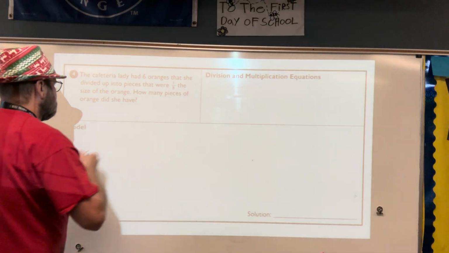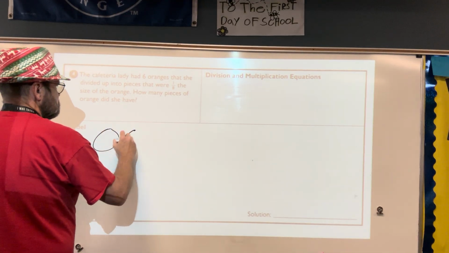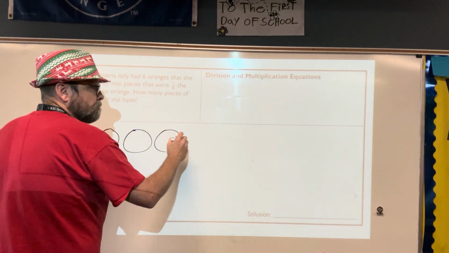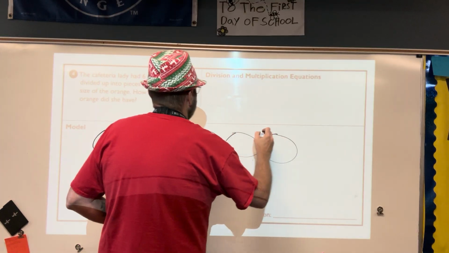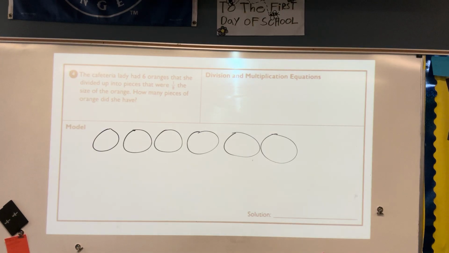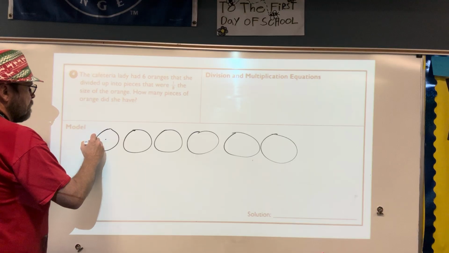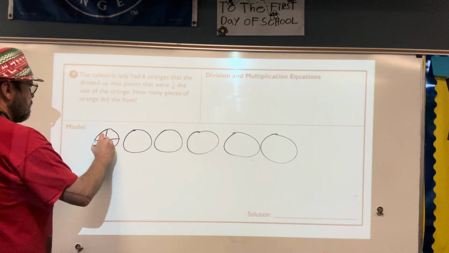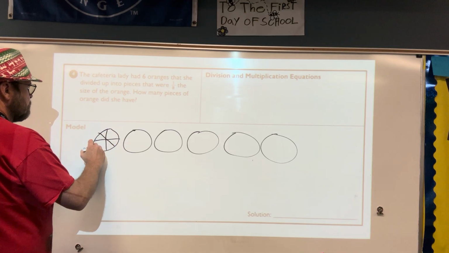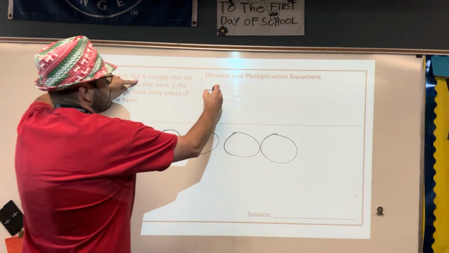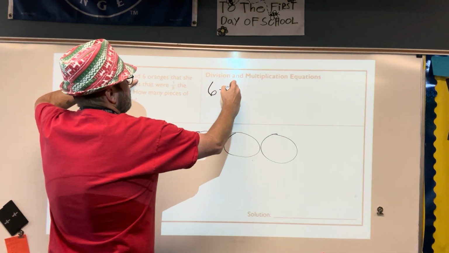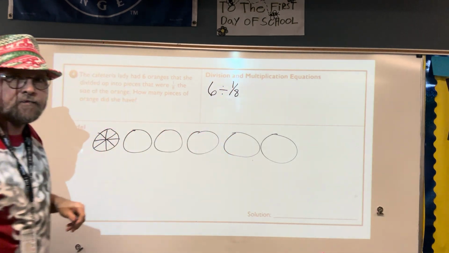Well, this tells us we're going to have 6 oranges from my model. We're dividing each of these oranges into 8 slices. So each of them is going to look something like this. And we want to know how many pieces of orange we had. So we start with 6 oranges divided by 1/8. How many 1/8 are there?